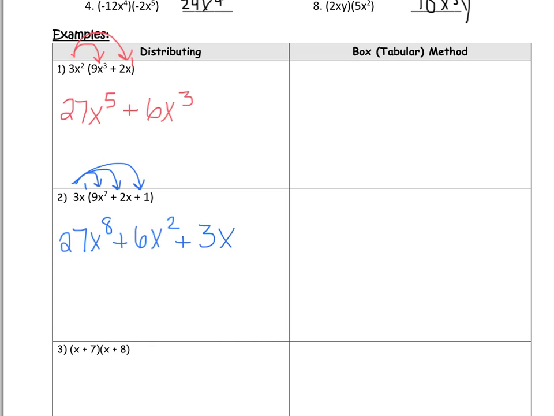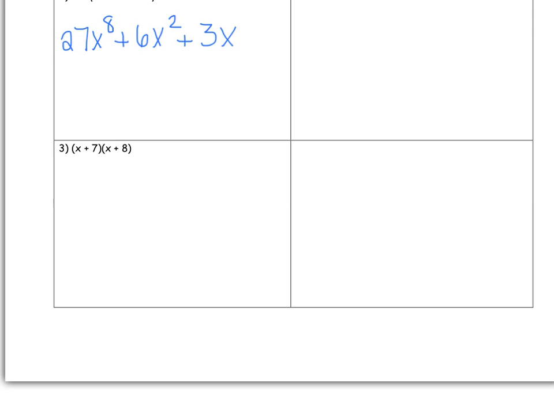Okay. Now let's look at example number 3. Example number 3 is 2 binomials being multiplied together. So you want to look at this x first. This x needs to be multiplied by everything in the second parenthesis, and this 7 has to be multiplied by everything in the second parenthesis. So let's start with the x. Let's do x times x. Well, x times x is x squared.